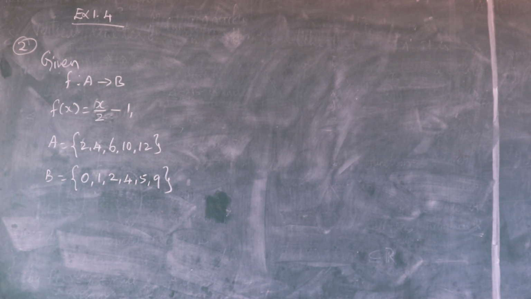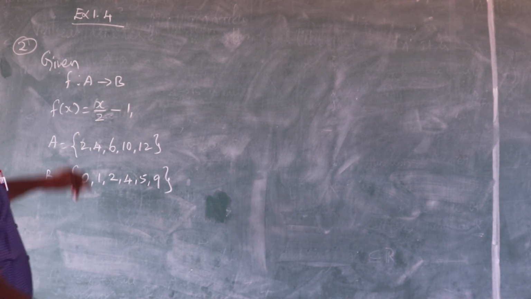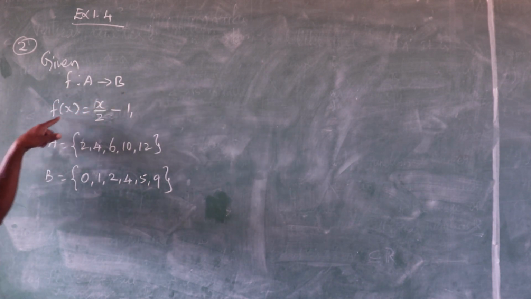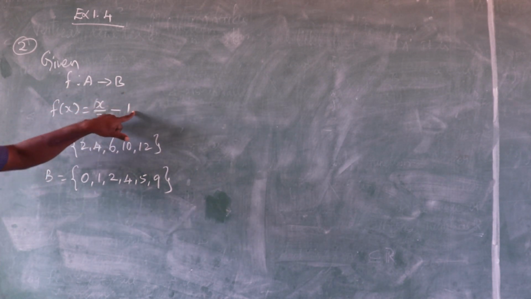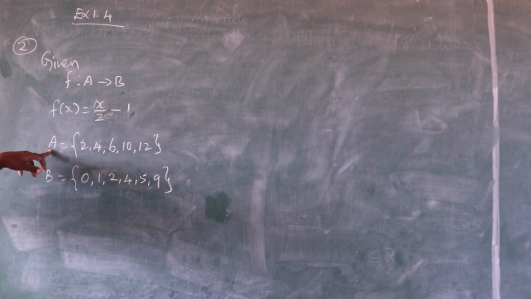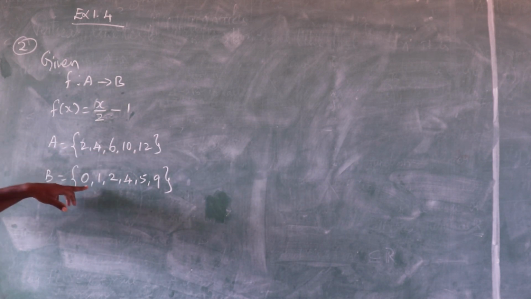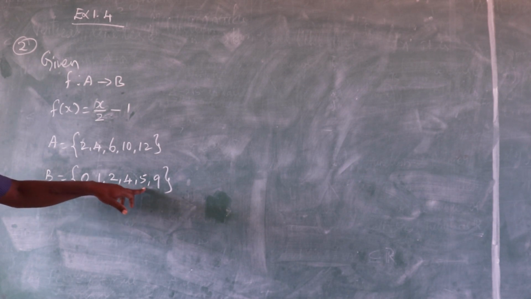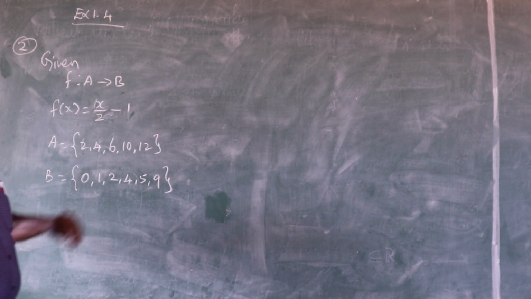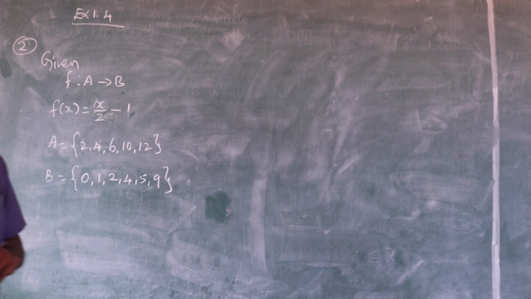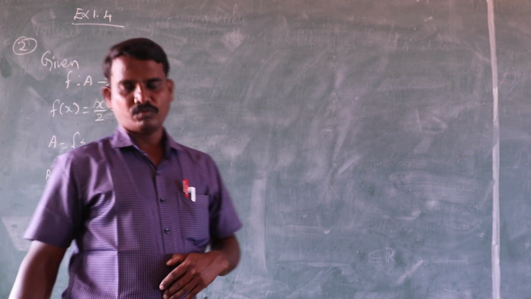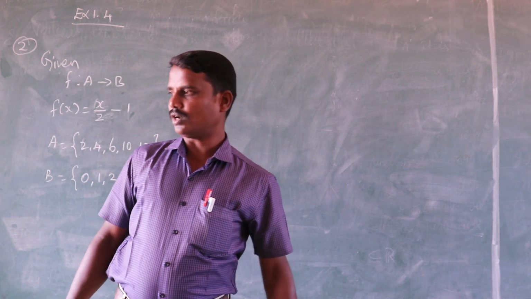Okay, given f from A to B, f of x equals x by 2 minus 1, and the set A is 2, 4, 6, 10, 12, and set B is 0, 1, 2, 4, 5 and 9. Represent this function in the following ways. First one, set of ordered pairs.